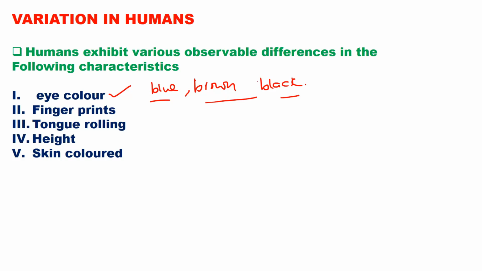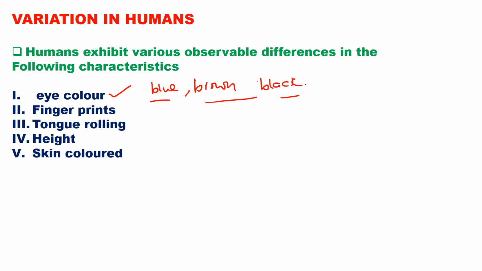Okay. Then the other one is fingerprint. You can be from the same family, siblings of course, but fingerprint differs. For example, when you put a fingerprint on your phone, not even your sibling will be able to open it because the fingerprint differs. So this also shows variation.